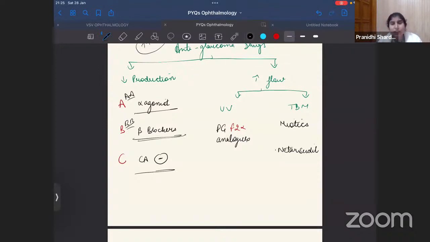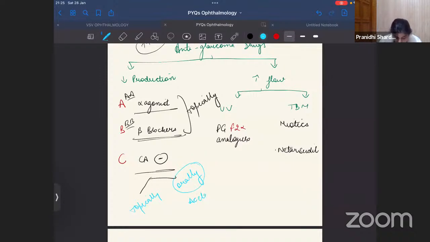Okay. Beta blockers, timolol. Alpha agonist, brimonidine. Carbonic anhydrase inhibitors, acetazolamide, dorzolamide. One thing to learn: alpha agonists and beta blockers are both given topically. All drugs are given topically in glaucoma, but carbonic anhydrase inhibitors can be given topically or orally, because acetazolamide is given orally, not topically. The rest, dorzolamide and brinzolamide, are given topically. Okay, so decreased production, ABC.